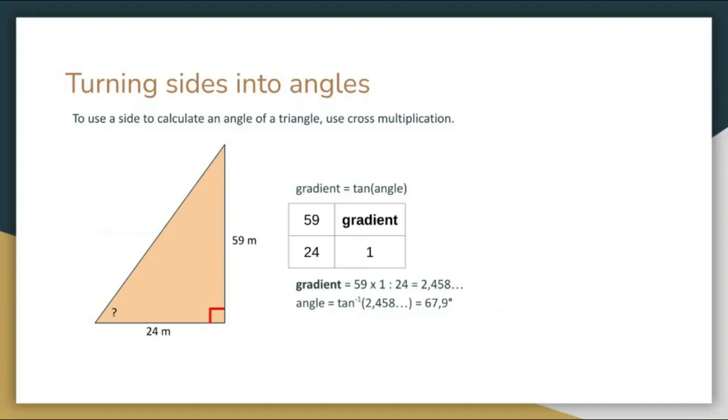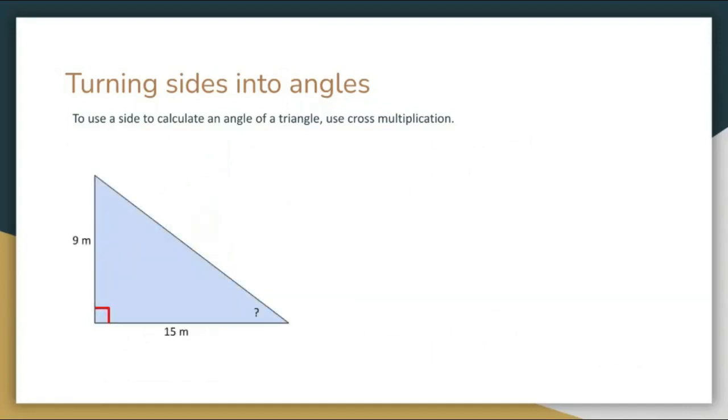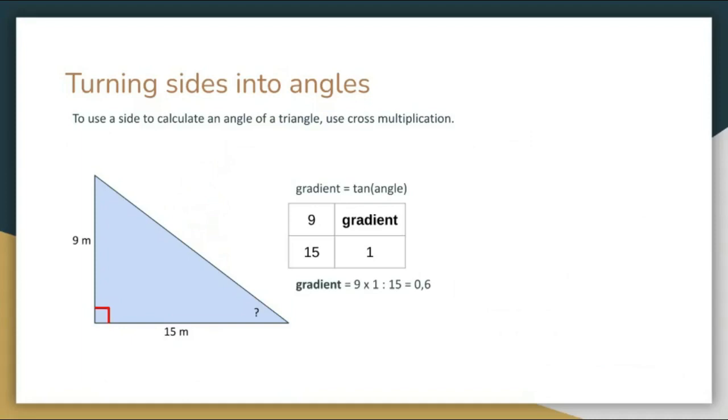As the gradient isn't exactly 2.458, I use the answer button of my calculator so I don't round off during any intermediate steps. Lastly, a blue triangle. Again, I know the rise and the run and I want to know the angle of elevation. Just as we did before, I start with a ratio table. Rise, run, gradient and 1. We fill in the numbers we know and we highlight the thing we want to know. And use cross multiplying to find a gradient of 0.6. We then convert this into an angle by using the inverse tangent. Our final answer is 31 degrees.